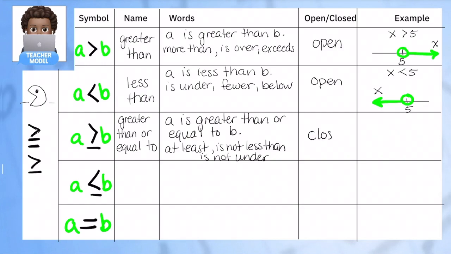But these are going to be closed circles. I'm going to show you what this means. What if I have x is greater than or equal to 5? So here's my number line. Here's 5. Here's x. I can include 5, so it could be equal to 5 and every number bigger than 5. That's how that works. And the same thing is going to go for its opposite, less than or equal to.